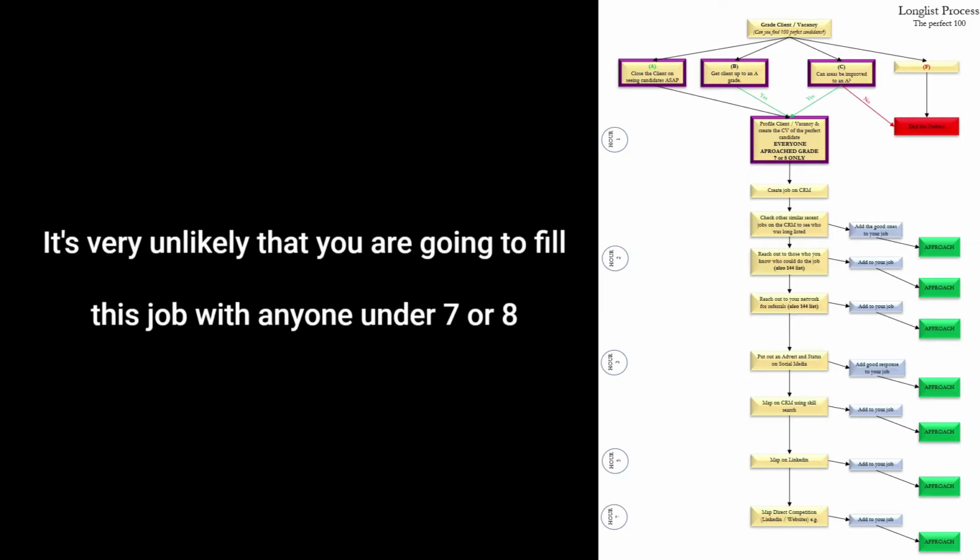Bear in mind that over 90% of our placements came when we were approaching everyone from 7 and 8. So essentially what you're doing is you're voting with your feet. You are not going to fill this job, or it's very, very unlikely that you're going to fill this job with anyone under a 7 and 8. So why even bother messaging them in the first place?